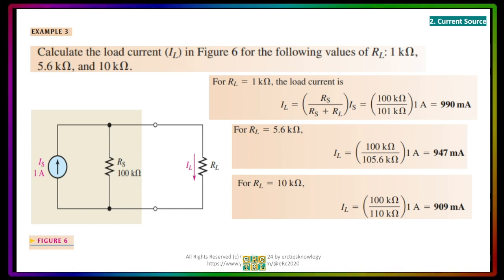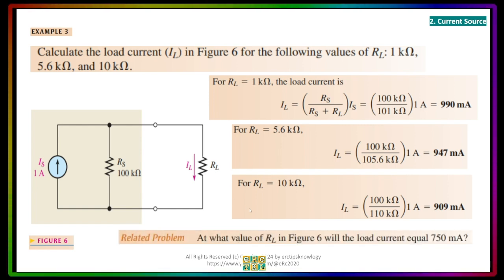How much is 0.909 compared with 1 ampere? We lost how much? 0.091. Here, we lost 0.091. So here, 990 becomes lower, 947. It becomes much lower, 909 milliamperes. Therefore, if the RL is higher than the RS, then the IL that will go here will be lower. That's what we are saying here.